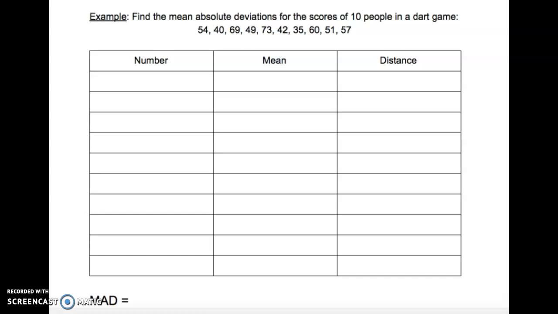So let's take a look at a specific example. All right, so step one, fill in the chart. It's always easiest to make a chart like this to organize your data. So I'm just going to fill in my numbers. Remember, I said it does not have to be from least to greatest. Just fill them in as given. Save yourself some time.